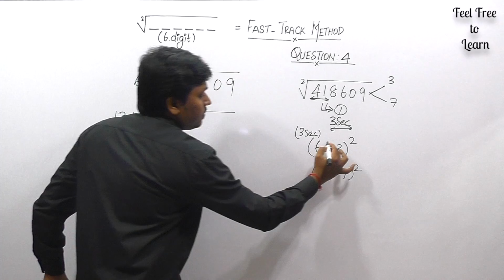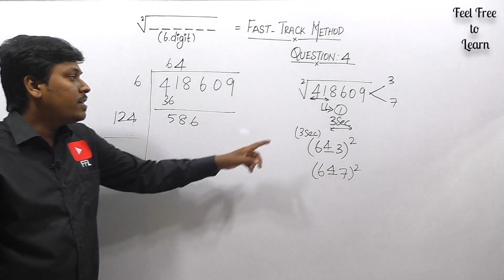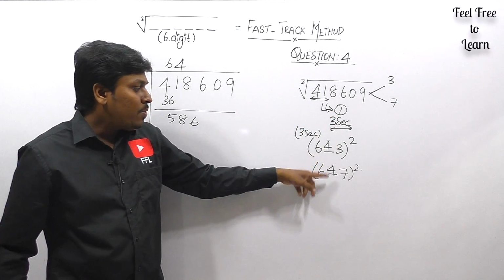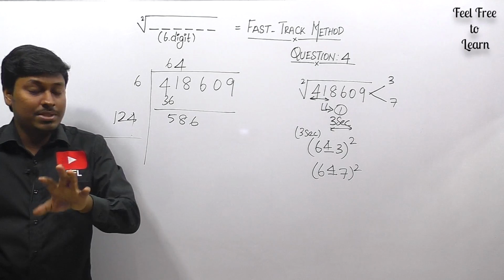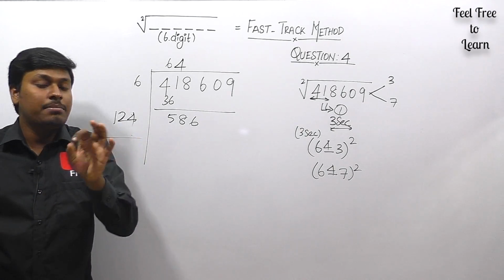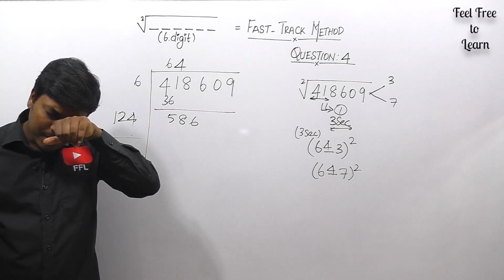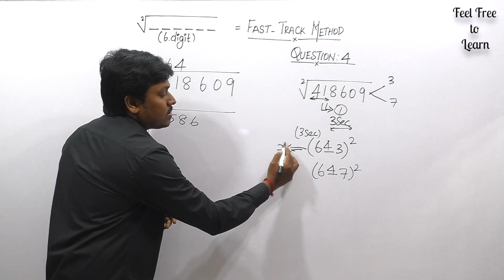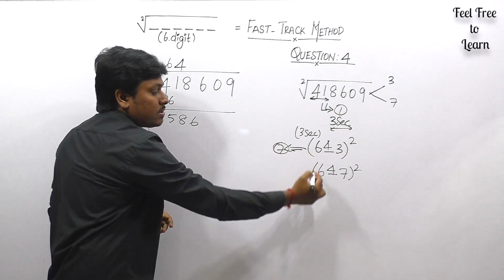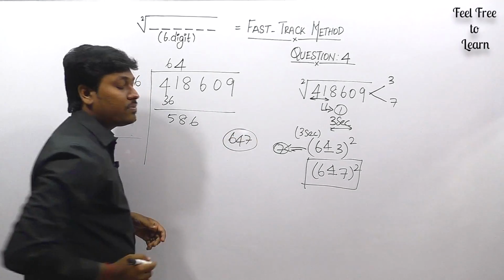So 4 4s are 16, 643 or 647, two possible, and we already know that root digit is 1, so any one square's root digit must be 1. 643 square, 643 into 643, 6 plus 4 is 10, 10 plus 3 is 13, 13 into 13, 3 plus 1 will be 4, 4 into 4 will be 16, 6 plus 1 will be 7, so root digit of the first number is 7. Our target is to get root digit 1, so definitely the second number will be the answer. So 647 is the answer for this question.